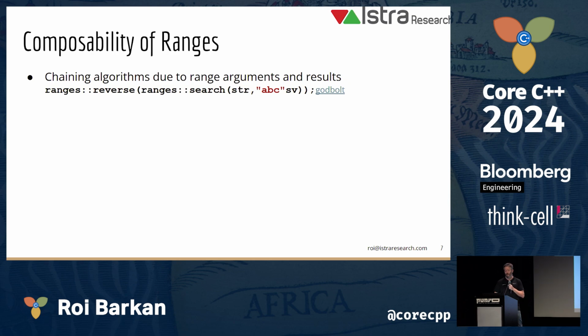And so if I would run this type of code, we will look for the first instance of ABC inside an input string. Once we find it, the search operation will return a range of this location where ABC is inside str, and reverse can go ahead and reverse it. Okay, so that's one notion of composability.